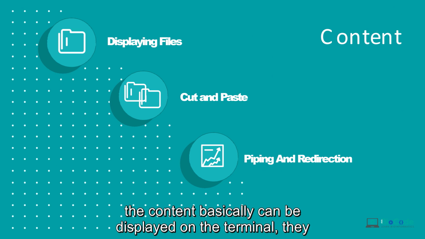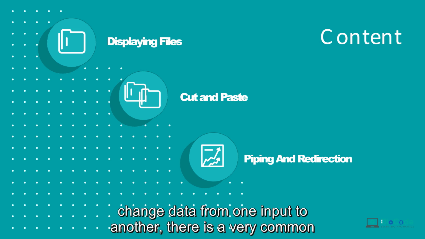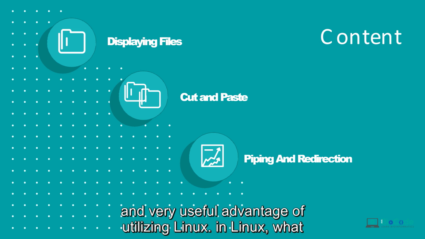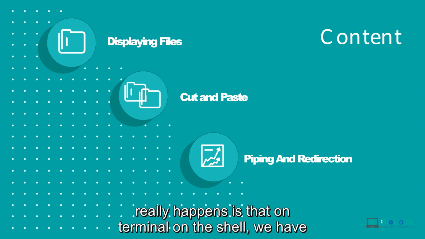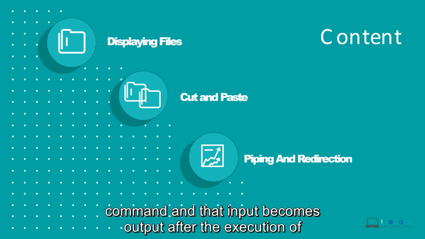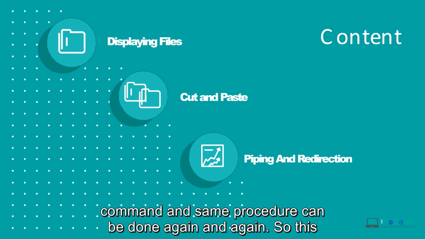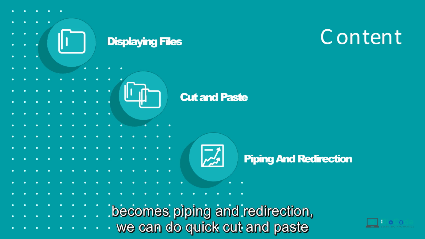The content can be displayed on the terminal. It can be cut and pasted. You can do piping and redirection. You can change data from one input into another. This is a very common and useful advantage of utilizing Linux. In Linux, on the terminal or shell, we provide input to one command, and after the execution of that command, it produces output, and that output can become input for the next command, and the same procedure can be done again and again. So this becomes piping and redirection.